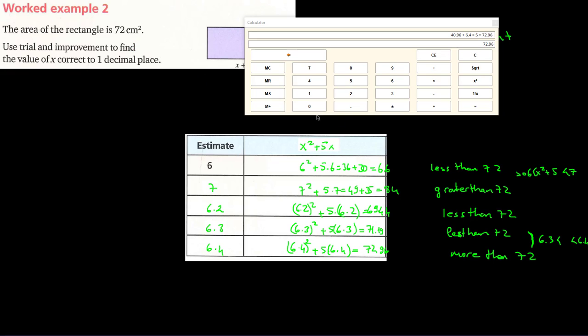So which one is it going to be, 6.3 or 6.4? I'm checking like this: 71.19 and 72.96. The distance from 72 to 71.19 is 0.81 units, and to 72.96 it is 0.96 units. So 0.81 is less, so it is closer to 6.3. That's why the answer is going to be 6.3, so x is approximately equal to 6.3.